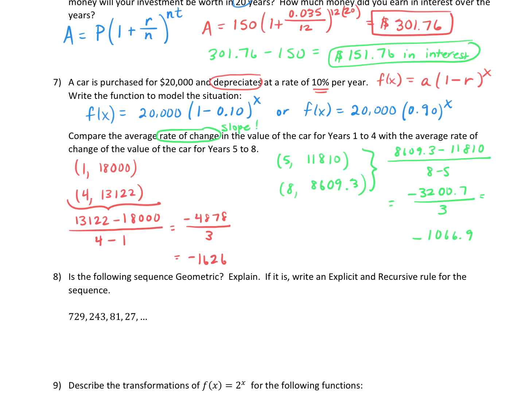So a common question we get for something like this is, is this first one decreasing more quickly, less quickly, or at the same rate as this one. So what we do is we ignore the negatives for a minute. This is 1626, this is 1066. This is bigger, which means there's more change happening here. So this is going to change more quickly.